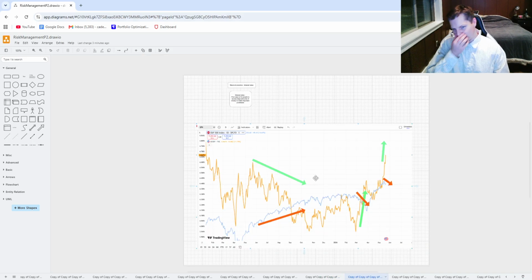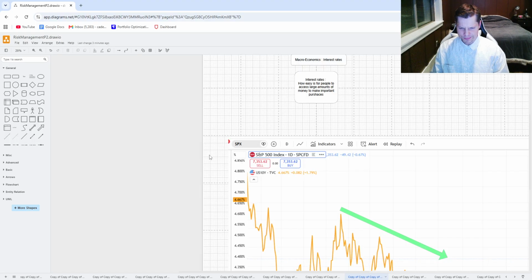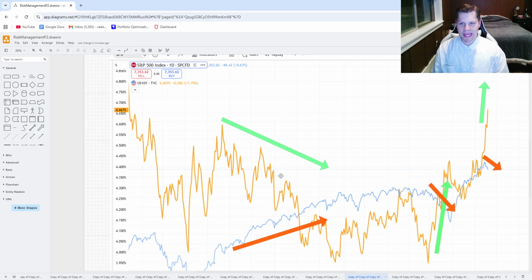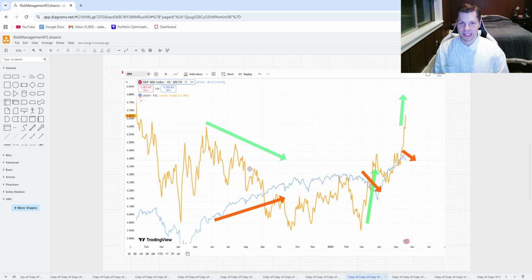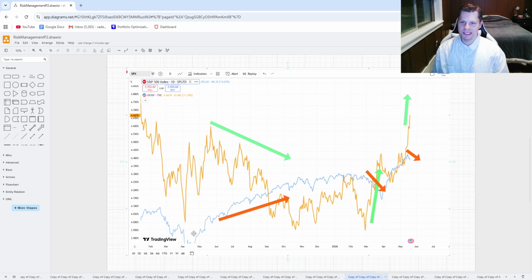Okay. I guess I didn't make a slide for this, which I apologize for. But let's quickly look at interest rates, and let's look at the S&P 500. You can see the S&P 500 is the blue line, while interest rates are the orange line. You can clearly see in this area, interest rates are being cut. The S&P 500 is clearly growing.